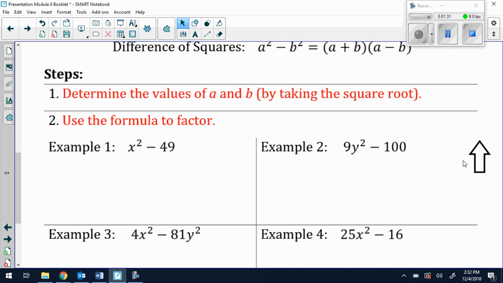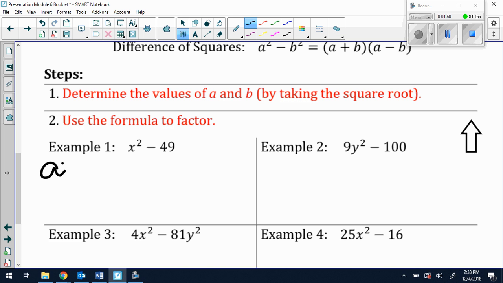So let's look at our example 1. First, I need to make sure it's two terms, it's subtraction, and these are both perfect squares. So it is, in fact, difference of squares. So the first thing I'm going to do is determine my values for a and b. So a, I'm going to do the square root of x squared, which is x, and b, I'm going to do the square root of 49, which is 7.